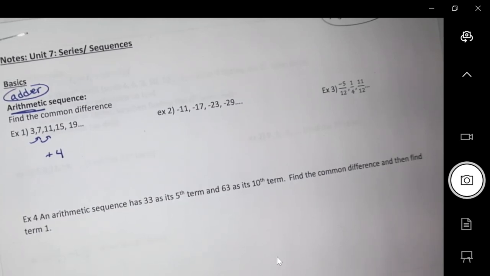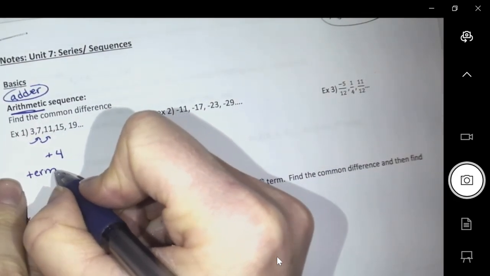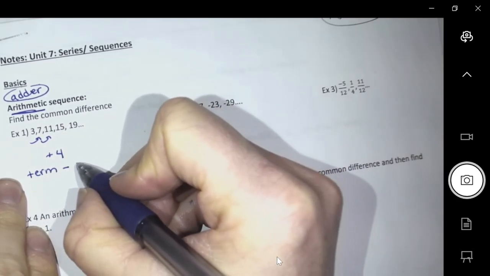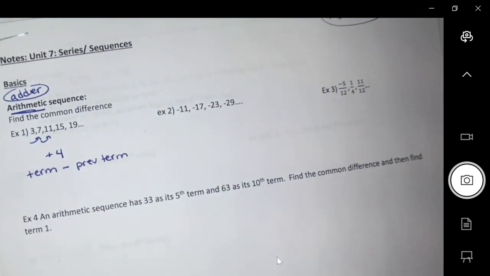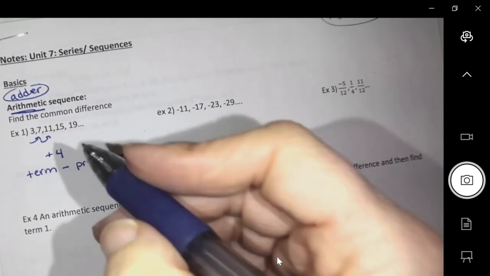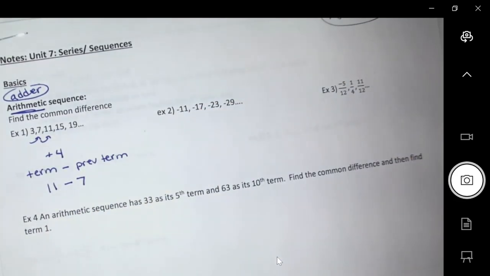Okay, that was a simple one, and you could probably just see it. What if I couldn't see it? What could I mathematically do? I could take any term, subtract its previous term. I could pick any term and subtract the term in front of it. So, pick me a term, obviously besides 3. 11, if I subtract the term in front of it, I get 4.